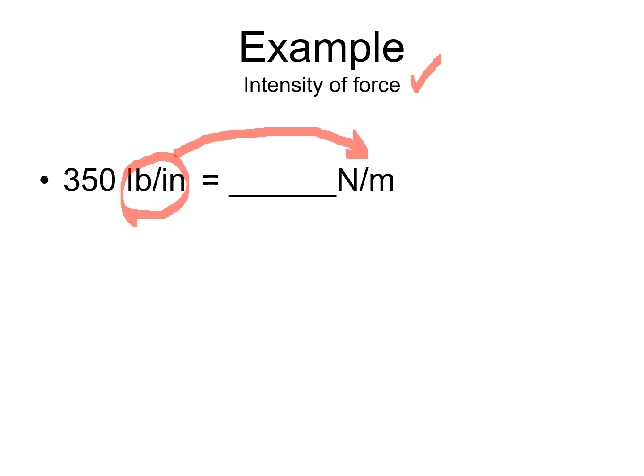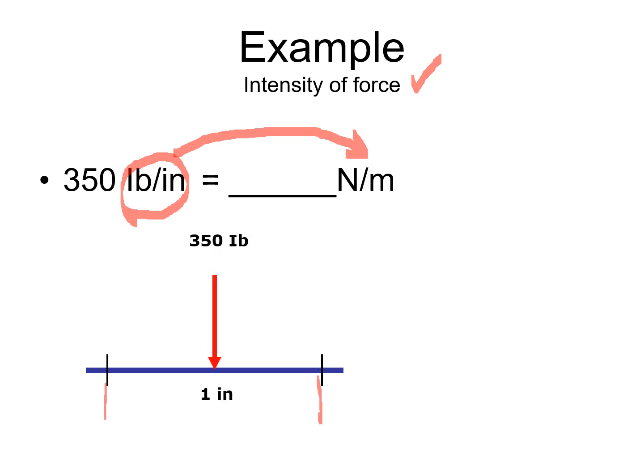So this is what 350 pound every inch means. If you have a distance of 1 inch, from here to here is 1 inch, then in the middle of this 1 inch, you apply 350 pounds. So this is the meaning of 350 pound every inch. If you have 2 inch, you end up with 700 pound and so on. So that is what is meant by 350 pound per inch.